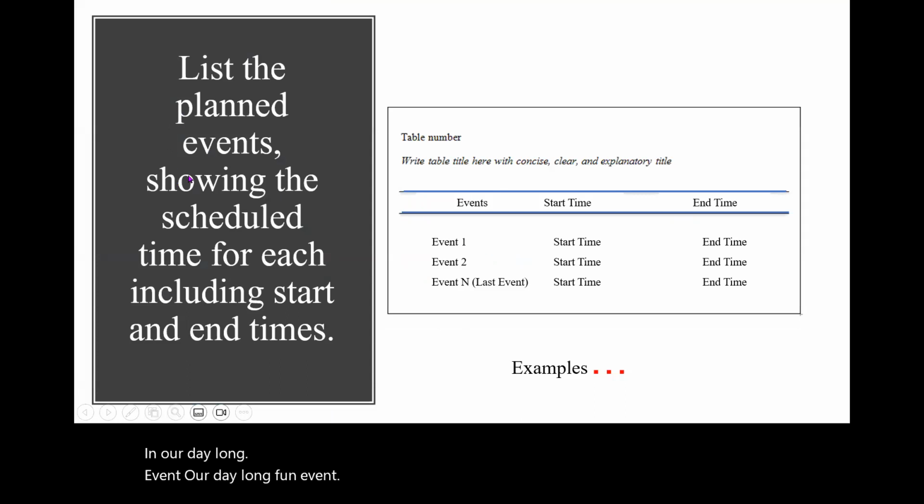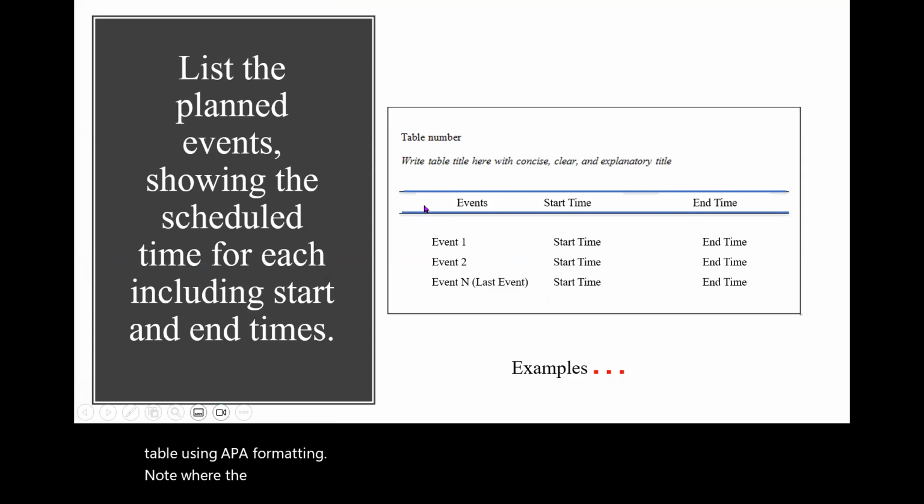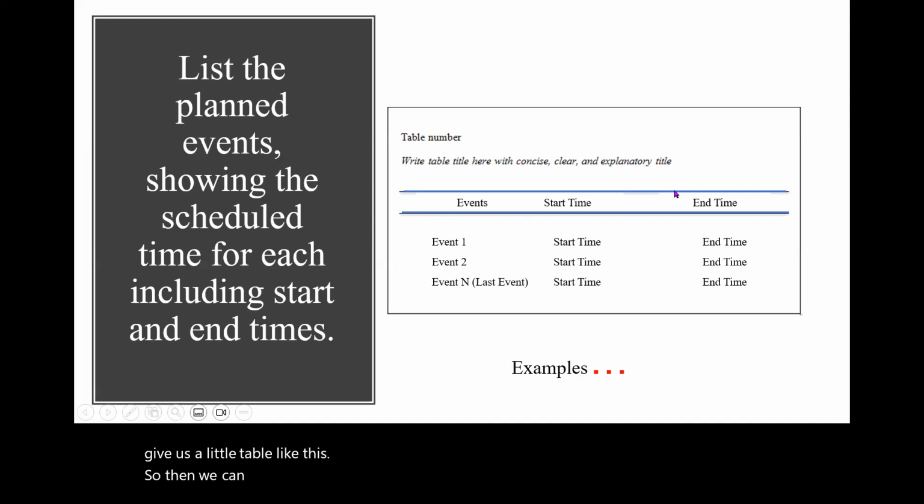So list the plan events. Look at how we do this. We're using APA formatting. Note how you format your table using APA formatting. Note where the bars are, or the lines, whatever you want to call them, borders. Note the different columns. We also said we had to give the start time and the end time. It might be really helpful to give us a little table like this, so then we can easily see the different events.